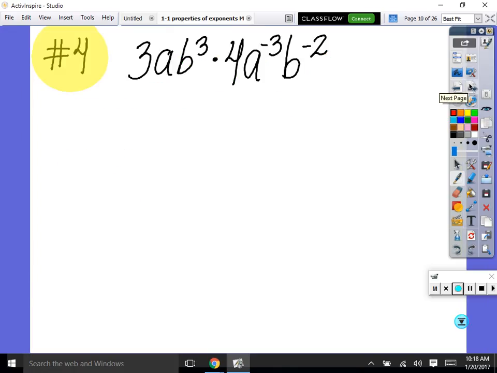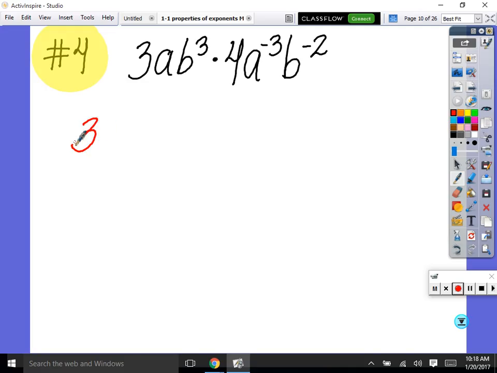Okay. Number 4 on the worksheet. Here we go. Let's do number 4. So we have 3ab cubed times 4a to the negative 3b to the negative 2. This looks like it's trying to trick you. It's trying to make you think all that stuff's connected. But it's not. It's just multiplication, right, everybody? Multiplication is not connected, so let's reorder it. Let's put like things by like things.